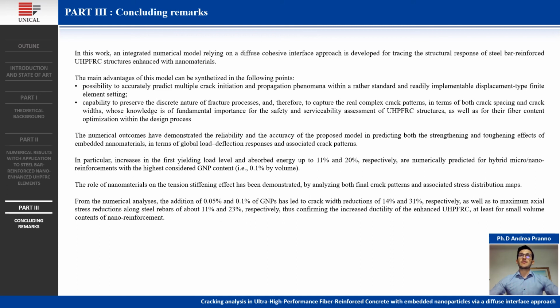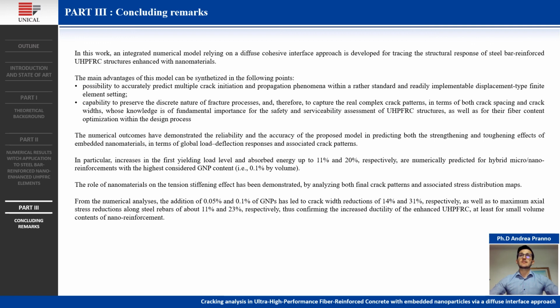An increase of the first yielding load level and the absorbed energy of up to 11% and 20%, respectively, is numerically predicted for beams with the highest considered graphene nanoplatelet content. The role of the nanomaterials on the tension stiffening effect has been demonstrated by analyzing both the final crack patterns and the associated stress distribution maps. The addition of a low volume content of nano-reinforcement is able to increase the ductility of the simulated beams.